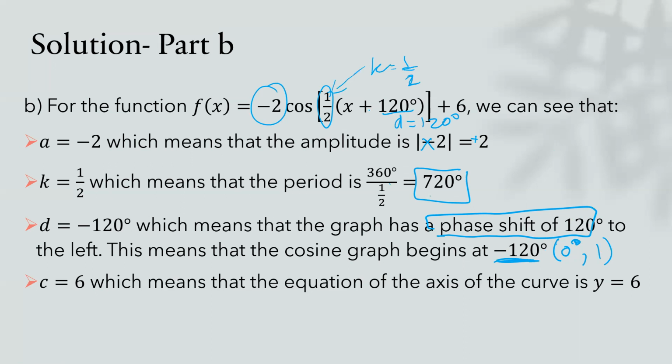Sorry, I made a mistake there. It's -120 degrees because again, it looks positive, it's actually negative. So it starts at -120 degrees. So you're moving it to the left.